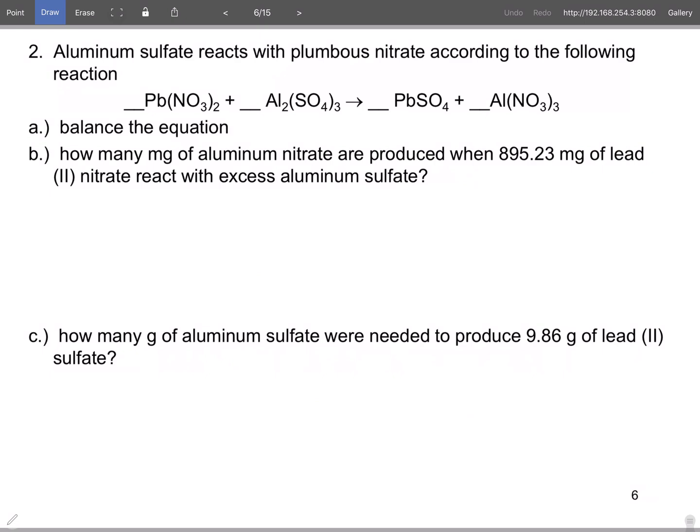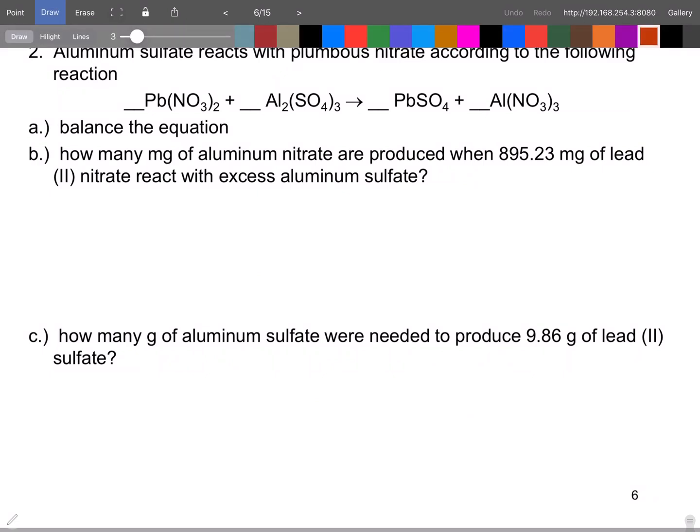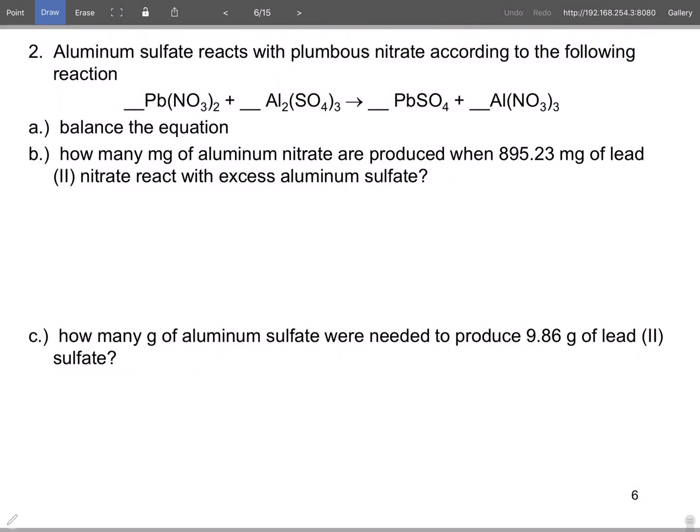Okay, so the next problem we have, and for entertainment value, I'm going to change color. Aluminum sulfate reacts with plumbous nitrate according to the following reaction. Balance the equation. So first things first, we'll start with lead. We have one lead. Life is good. The nitrate is not changing, so it's staying as an entity. And wait a minute, we have 2 here and 3 here. 2 and 3 are not equal.